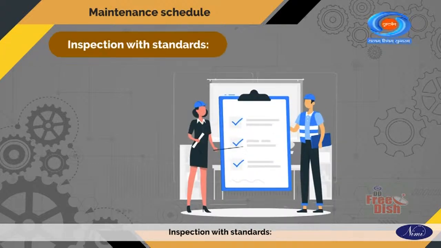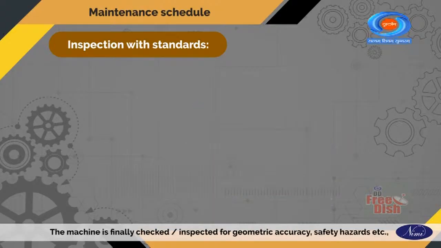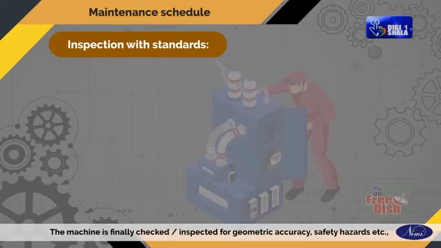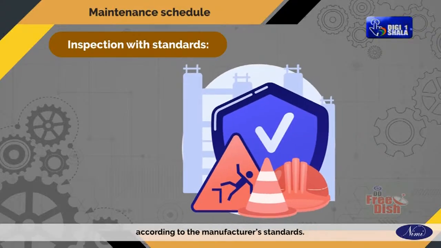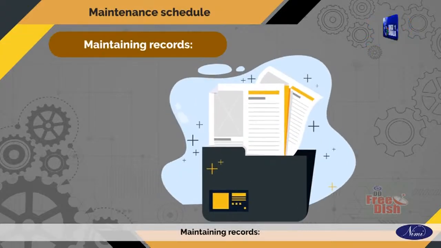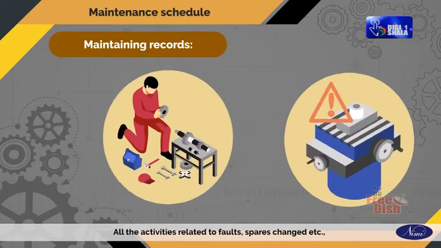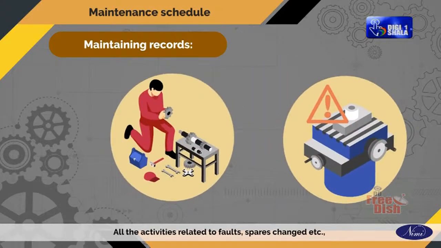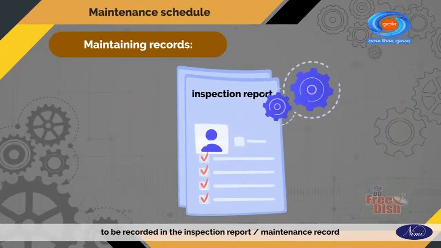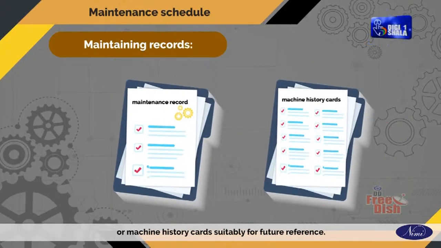Inspection with standards. The machine is finally checked or inspected for geometric accuracy, safety hazards, etc., according to the manufacturer's standards. Maintaining records. All the activities related to faults, spares changed, etc., to be recorded in the inspection report or maintenance record or machine history cards suitably for future reference.